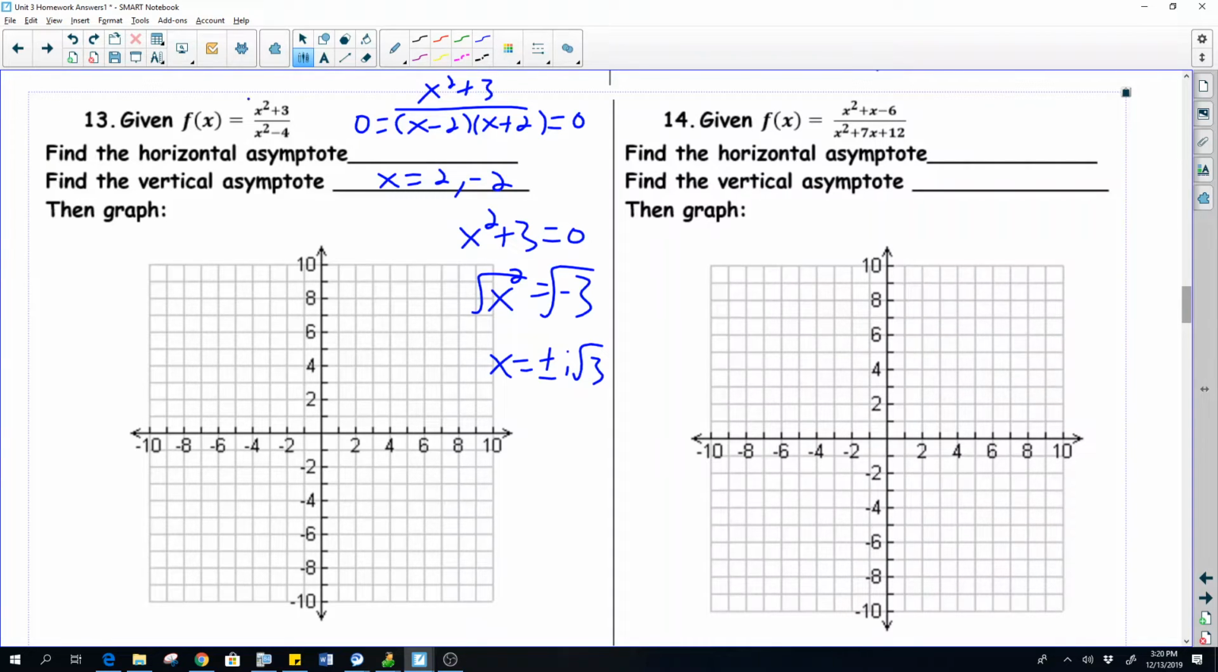We do have a horizontal. The powers are the same, so 1 over 1. So we do have a horizontal at 1 over 1, which is nice. We have a vertical at negative 2 and positive 2. Good. And then we have a horizontal at y equals 1. Cool. So here's our graph.